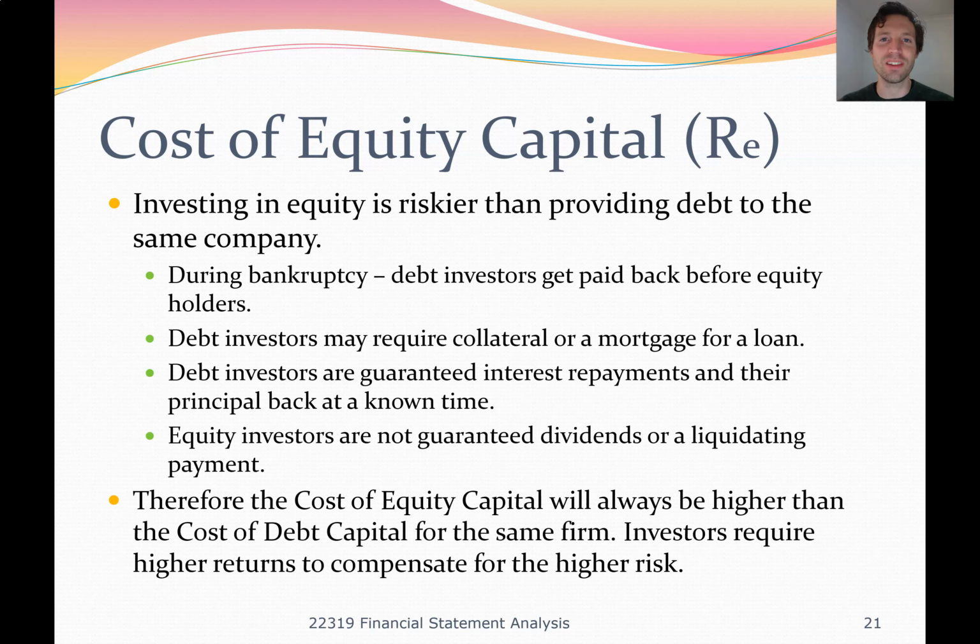Compared to equity investors, dividend payments are not guaranteed. They're up to the discretion of the board of directors, and they can change year to year. This year, a lot of companies have decided to cut back their dividends or cancel their dividends completely, which is a risk to equity investors who are relying on those cash flows. So the cost of capital for equity is going to be higher than the cost of capital for debt for a given firm, because being an equity holder in a firm is riskier than being a debt holder in a firm.